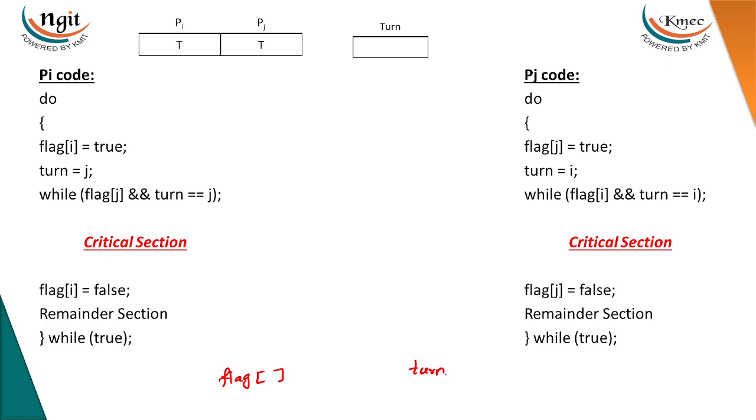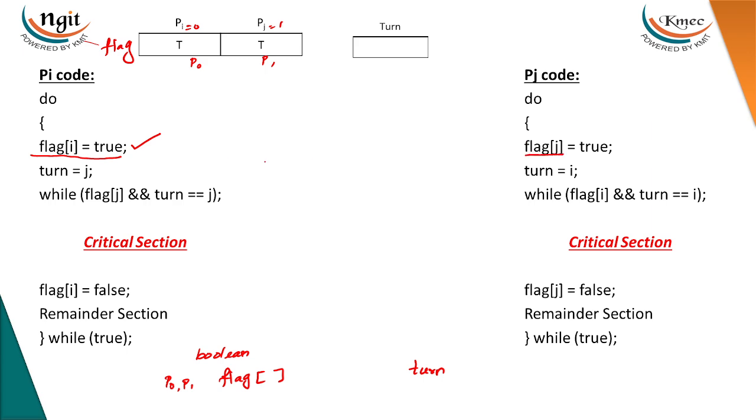Two variables. Flag is a boolean array variable. Whenever a process Pi or Pj, or P0 or P1, so I will take i value equal to 0, j value equal to 1, so this will be P0 and this will be P1. Whenever a process wants to execute critical section, it will set flag of i equal to true and flag of j equal to true.